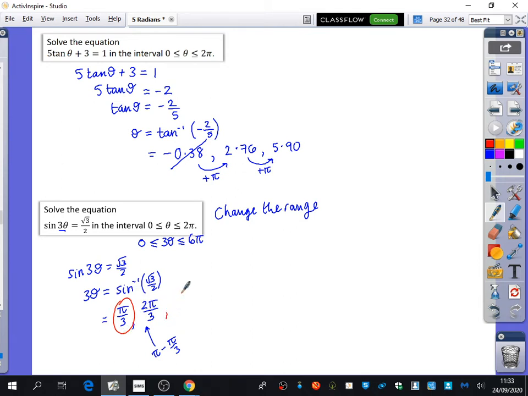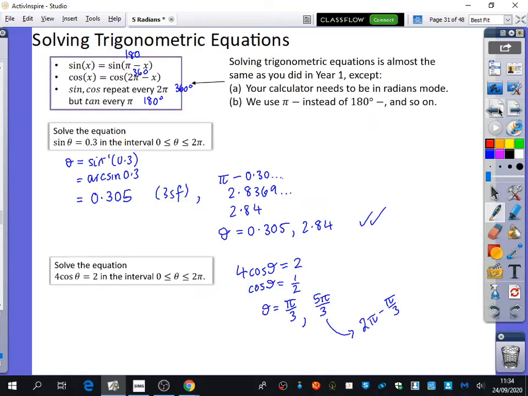7 pi over 3. Yep. Sorry, 7 pi over 3 when you add 2 pi. I'm going to add another 2 pi to this. 13 pi over 3. Pardon? 13 pi over 3. Someone said about taking away something. Yeah, but I thought you keep going. Take away what? Like pi. No, so for sine and cos, it repeats every 2 pi.